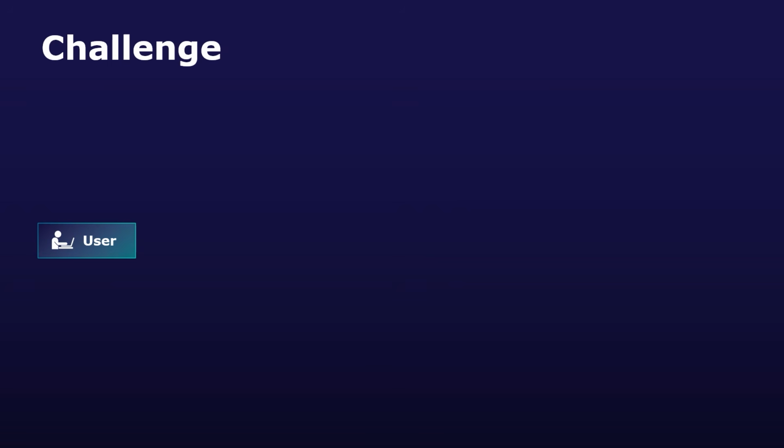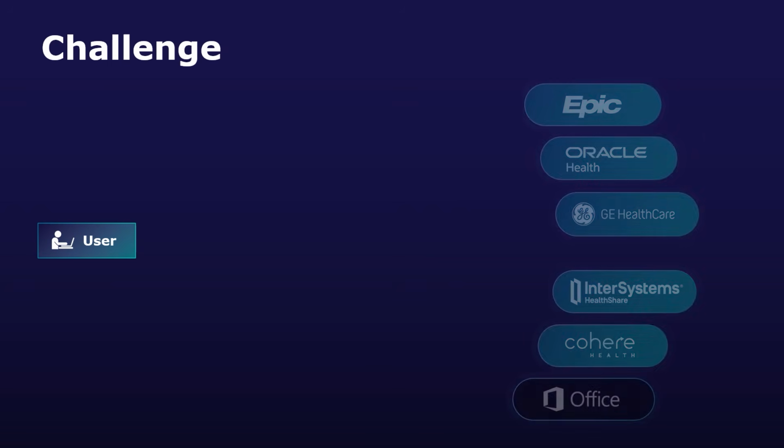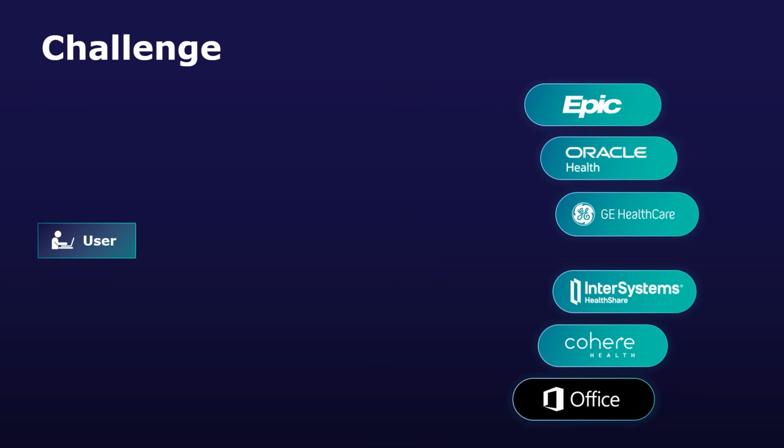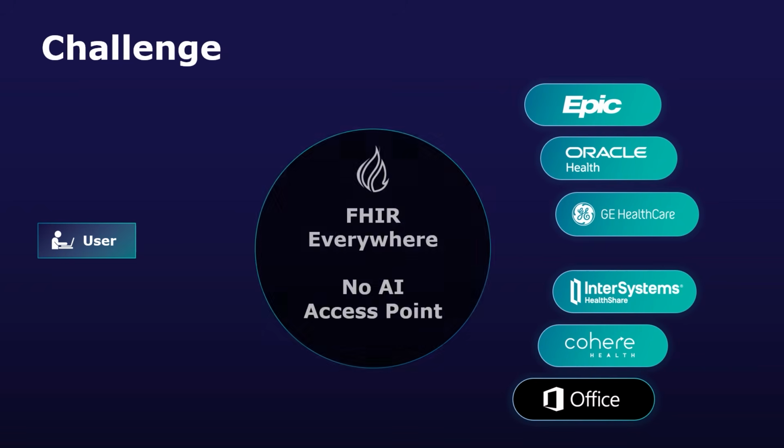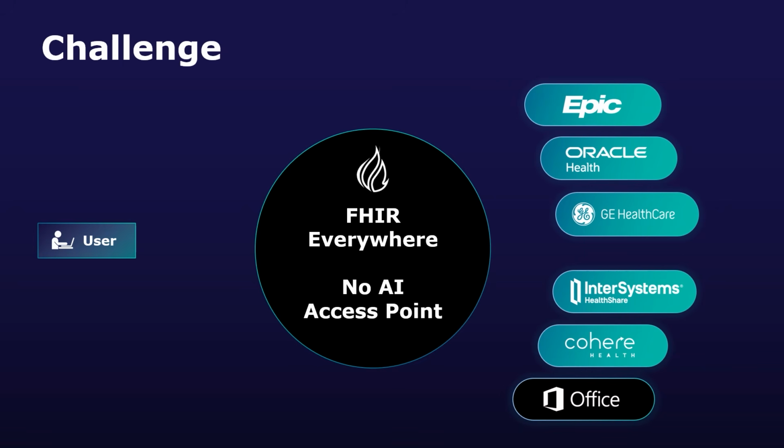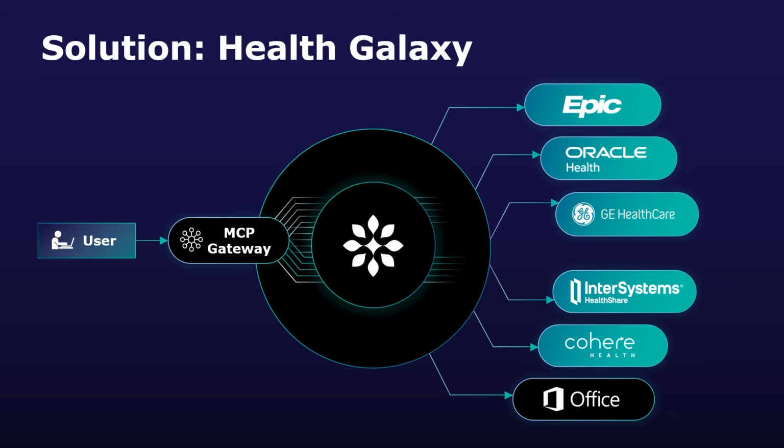So what we have on the left here is a user, and the user wants to access all of these different healthcare systems using their AI tools. However, currently, there's no AI access point to any of these systems, despite a lot of them being already FHIR enabled. And so what Health Galaxy does is it builds an MCP gateway to any one of these systems, allowing you to have a unified access point to be able to access any one of these systems through the rules and tools exposed via MCP.